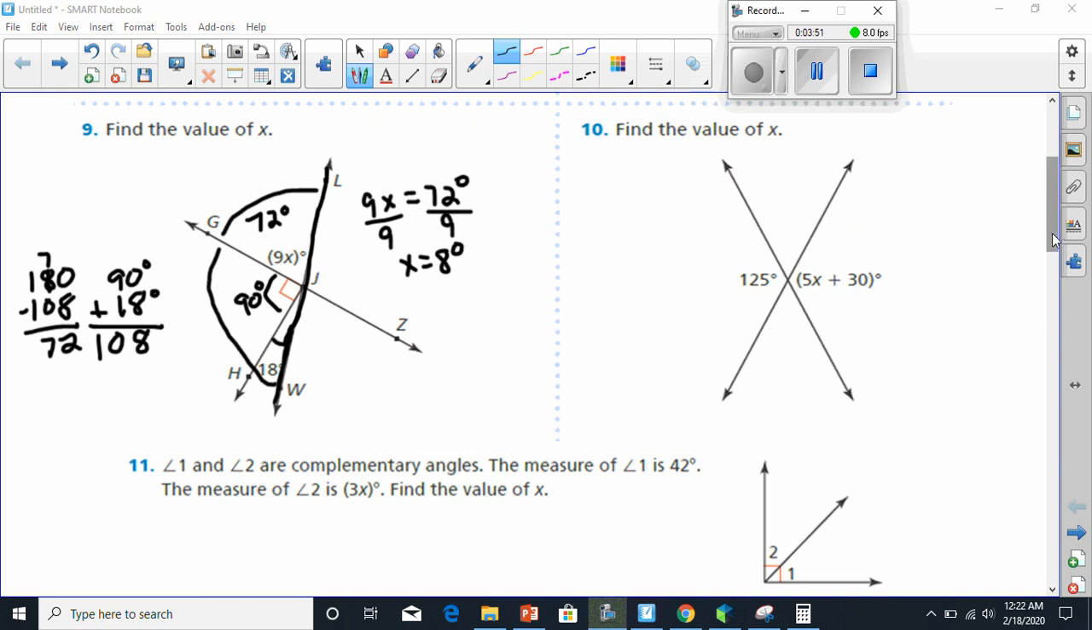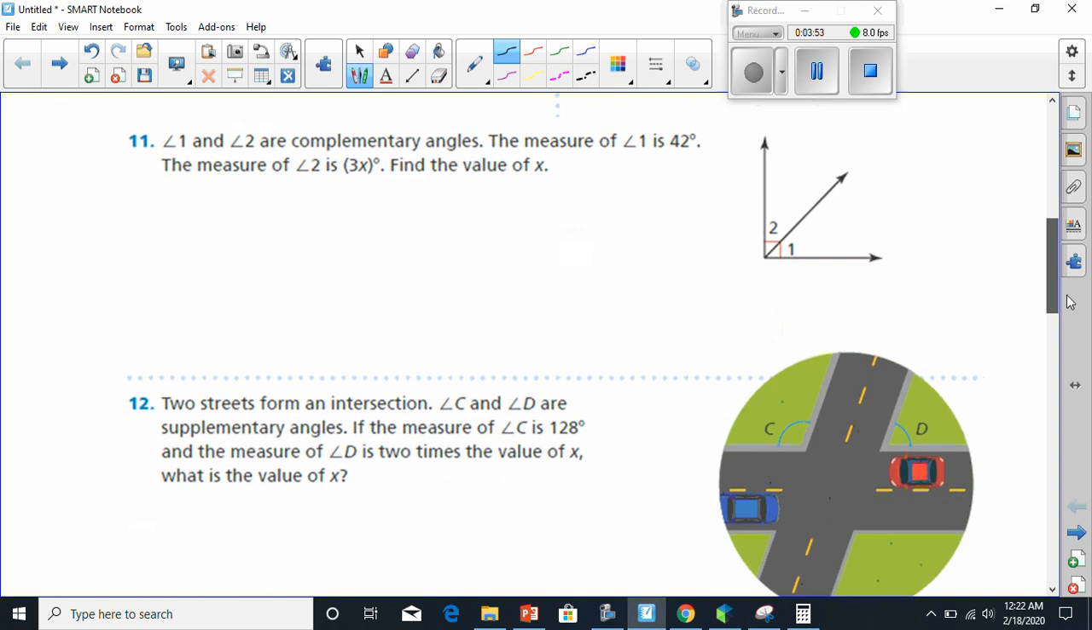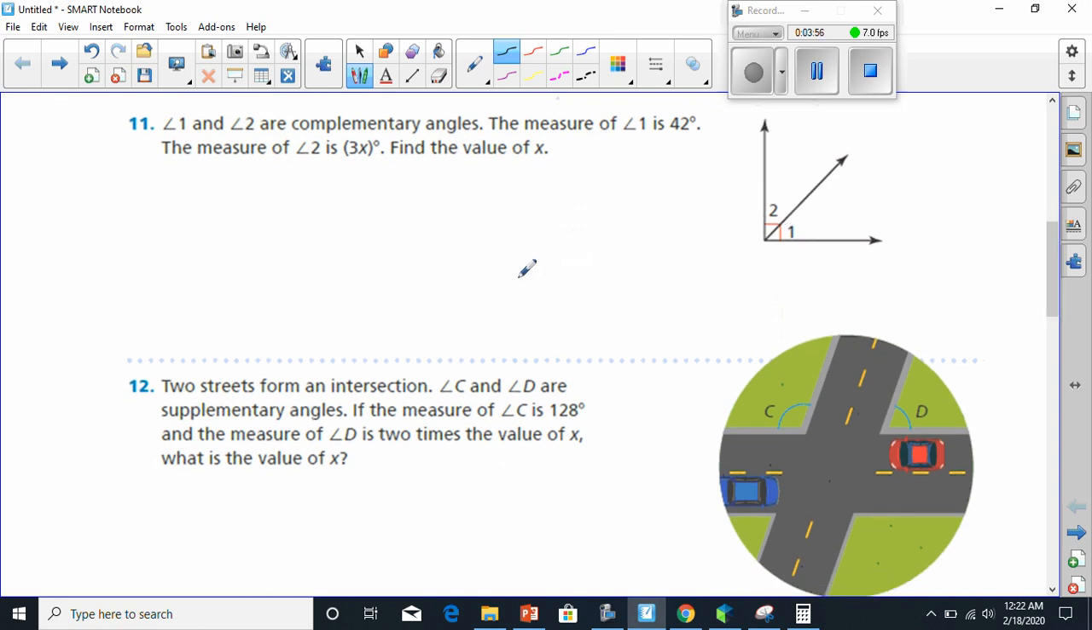Let's go ahead and move down now to number 11. Number 11 says angle 1 and angle 2 are complementary angles, which means these angles will equal 90 degrees. The measure of 1 is 42, so this is 42. The measure of 2 is 3x, so this is 3x. Find the value of x.